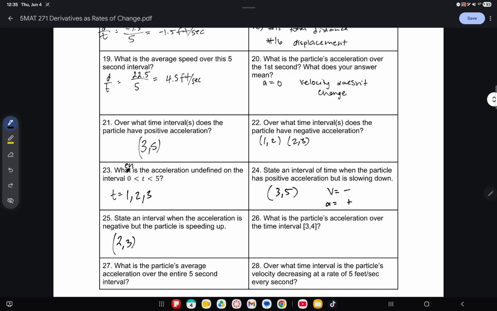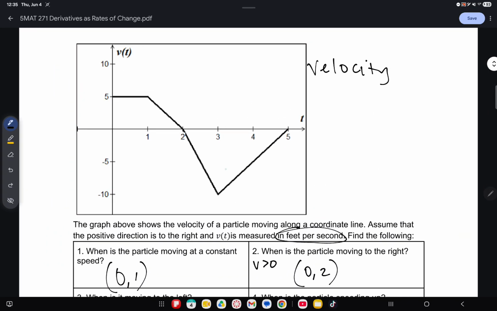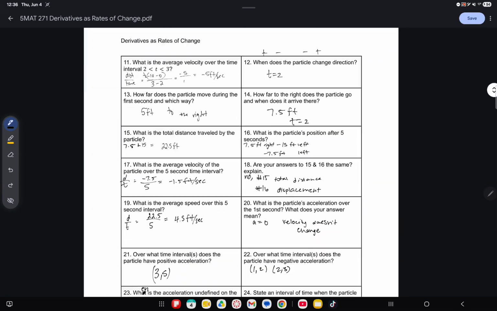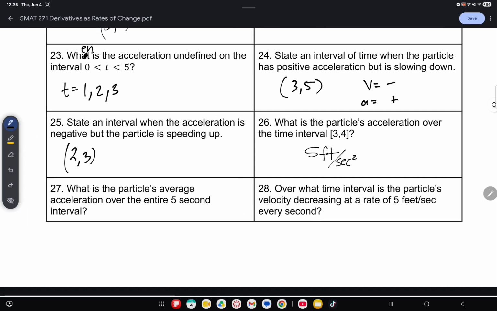What is the particle's acceleration over the time interval 3 to 4? So that's asking, what's the slope from 3 to 4? So from here to here. So rise over run. So 5 over 1. So the slope is 5. Unit-wise, it'd be feet per second squared. Remember, acceleration is the change in velocity over time. And velocity was already the change in position over time.